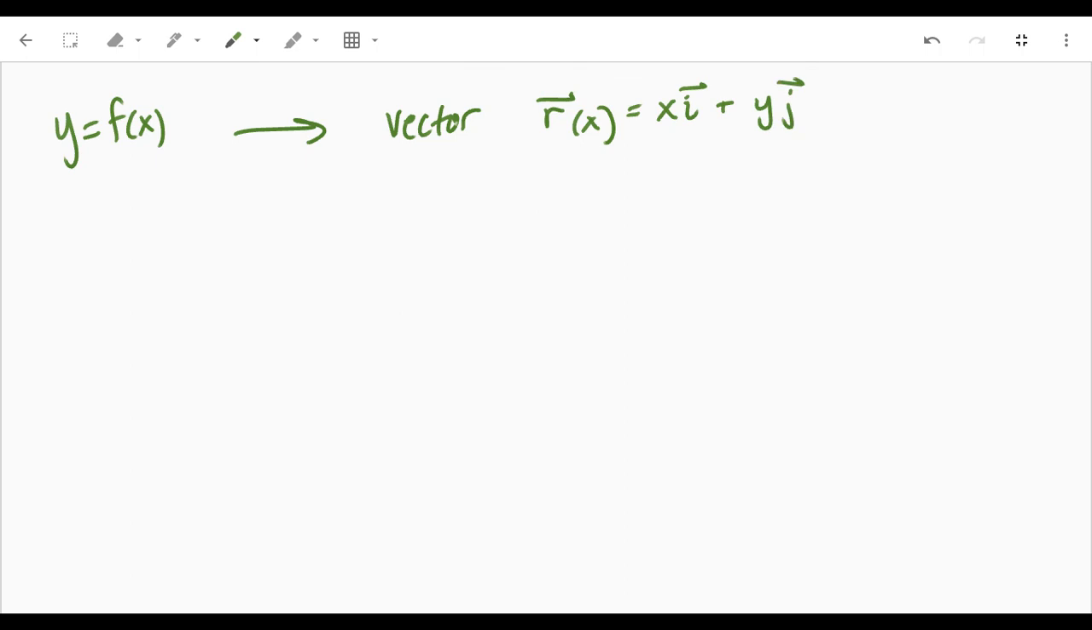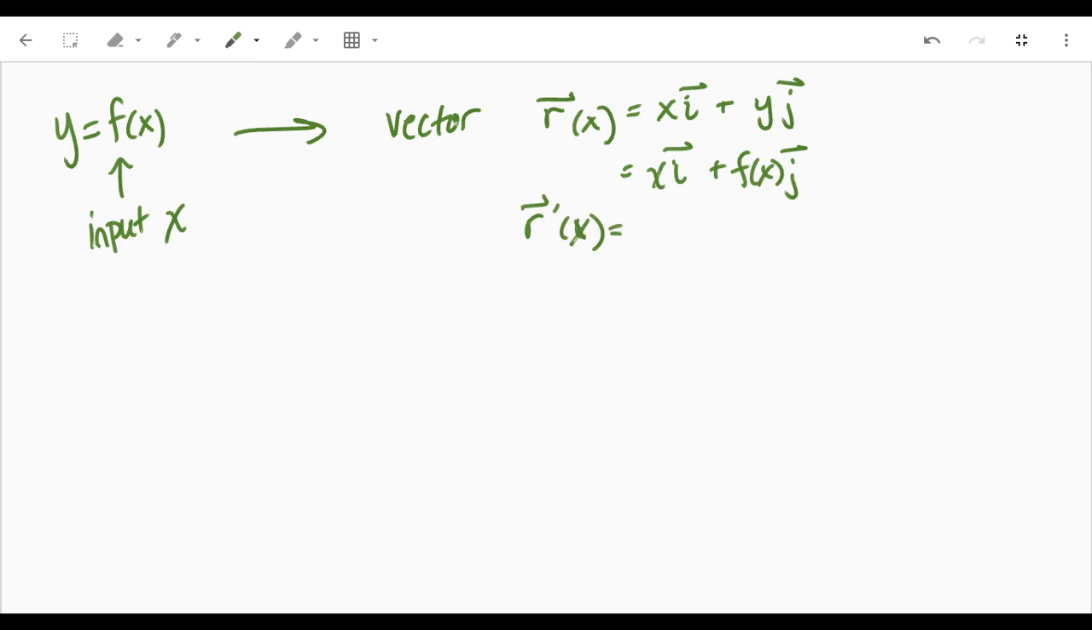Okay, so you get your x and your y, which give you your x component and your y component. And remember, the reason that we're using x there is because you would plug in a value of x. So just use x as your parameter. Then your x component is x, and your y component is f of x. Okay, it's that easy.